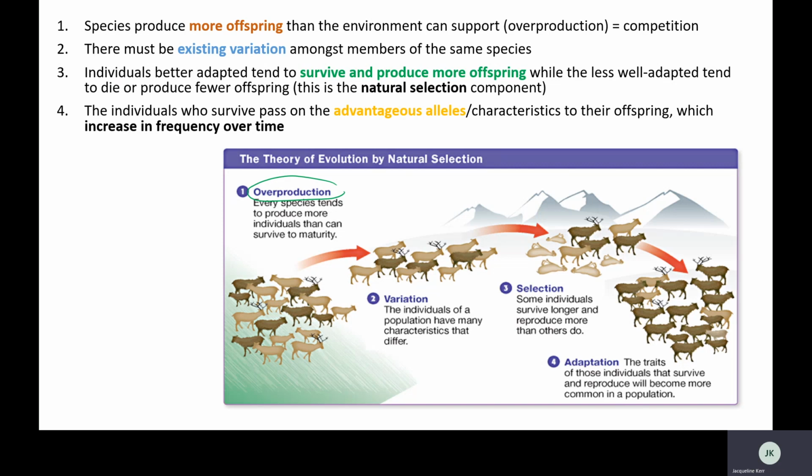Now, there has to be some variation already. This is existing variation. Variation isn't created by natural selection. Variation is already there due to chance mutations. So there's slight differences in the population. That means some of them are already better adapted to survive. And that's the selection part.